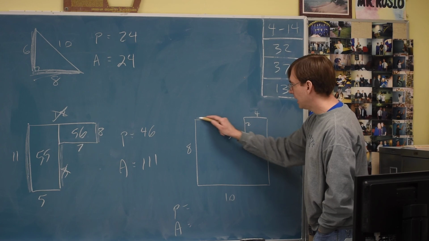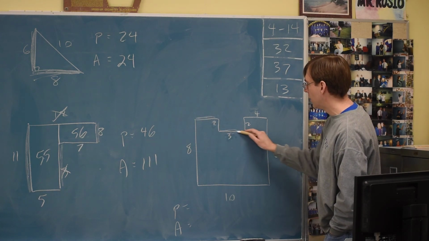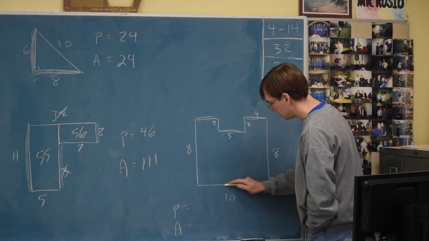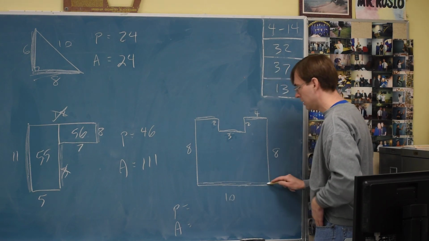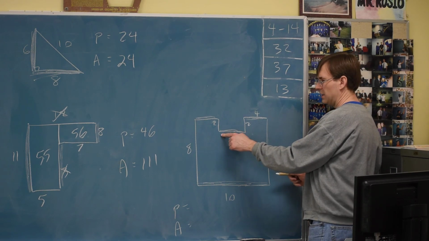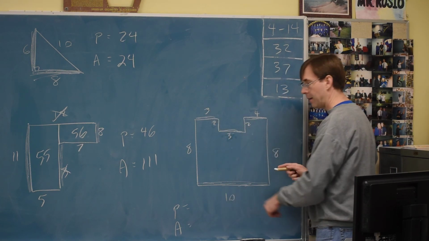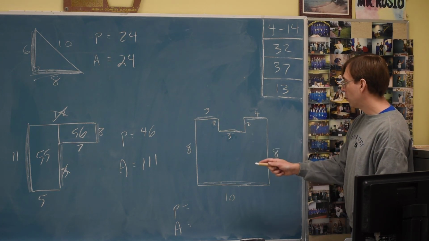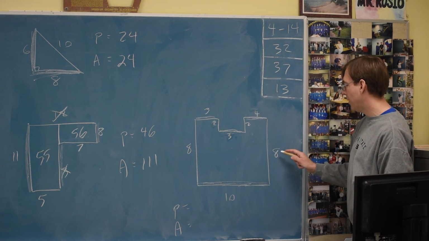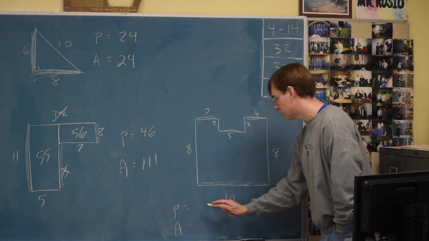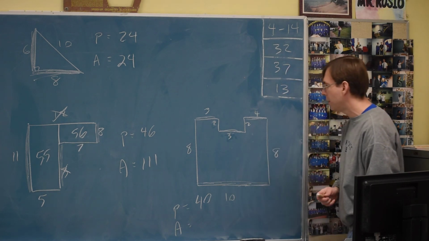And then this thing has to work in a team with these, because they all go straight across, to equal this 10. So 4 and 3 so far is 7. I need another 3 there to get up to 10. For perimeter then, you add the whole thing up. If you add up everything on this, it should get you 40 for the perimeter.